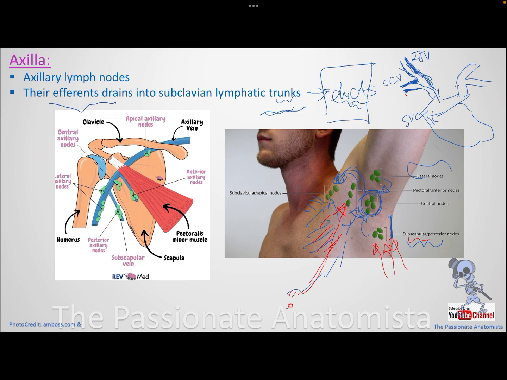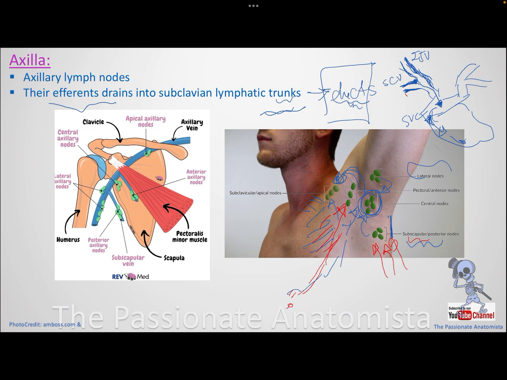So that will eventually go into the right brachiocephalic if we are on the right side, and from the brachiocephalic you go into the superior vena cava, and from there you get into the right atrium, and from there it goes on. So the thoracic duct drains from all of your body except the area drained by the right lymphatic duct.